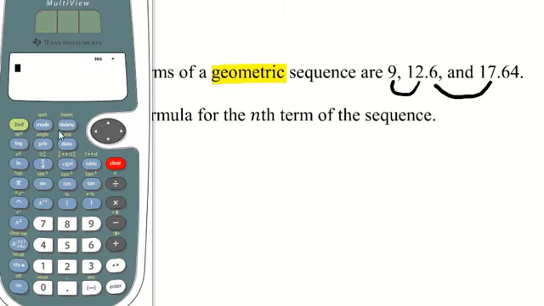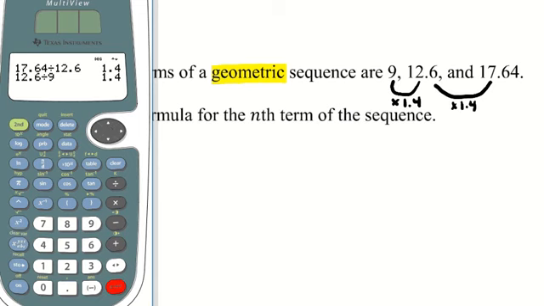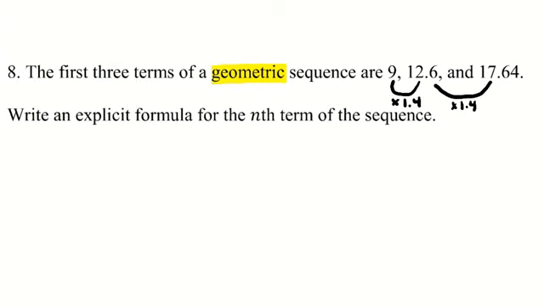Okay, there it is. And so like I was saying, I'm going to take 17.64 and divide it by 12.6. That's 1.4. And then I'm going to take 12.6 and divide it by 9, and that's going to be 1.4. So that means that each time I'm multiplying by 1.4. So I'm going to just get rid of this calculator.